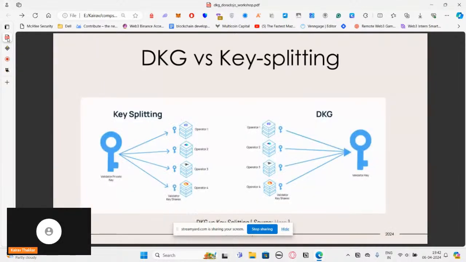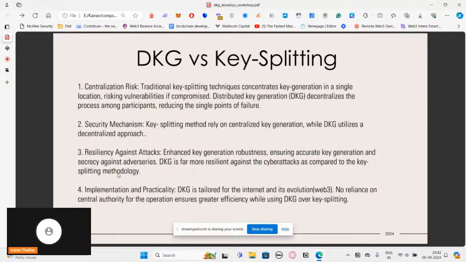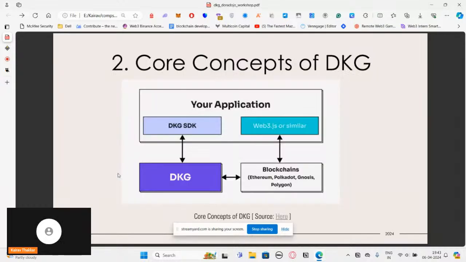Here you have a single key being generated somewhere. This is again a centralization risk that traditional key splitting techniques come with. The resiliency against attacks is better when you go with distributed key generation. In terms of implementation and practicality, as we move from the world of Web 2 to Web 3, DKG is better suited and better tailored for it. So this is a simple way you can apply DKG protocols in your applications.